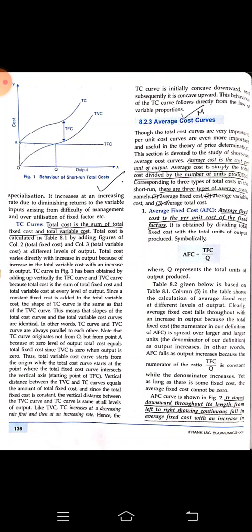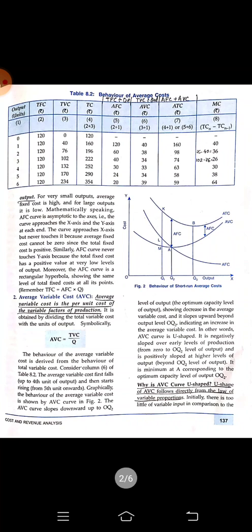What is average fixed cost? Average fixed cost is the per unit cost for the fixed factors. For the fixed factors, the cost they are incurring per unit, that is the average fixed cost. Average variable cost is the per unit cost of the variable factors of production. We can see this with the help of figure number 2. You can see what kind of behavior they show.